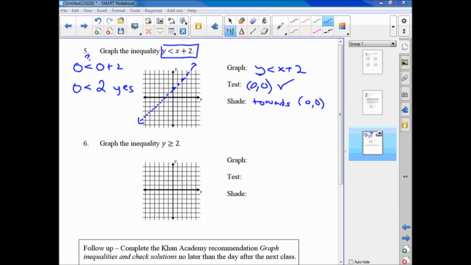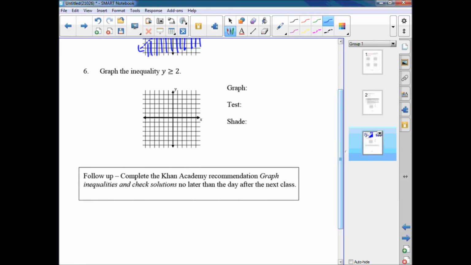So since 0, 0 is one of our answers, all the shaded area will be on the same side as 0, 0. And our last one here, number 6, we want to graph the inequality y greater than or equal to 2. So first we'll graph the boundary line y equal to 2, and then we'll decide whether to make it dotted or solid. So y equal to 2 is a horizontal line, and this time it's going to be solid because even though it's greater, it's also equal to. So our boundary line is going to be solid here.